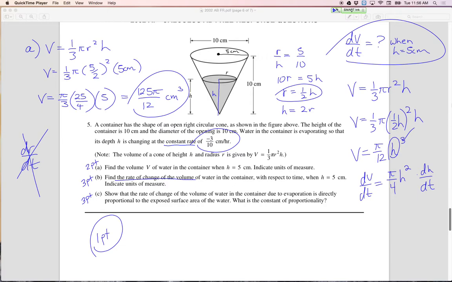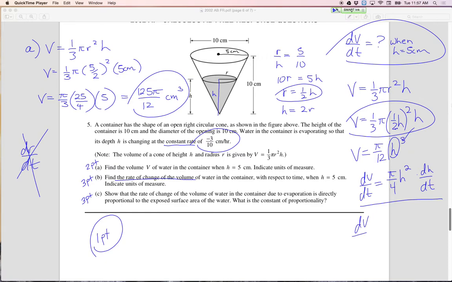I'm going to tell you where the points come from. You ready? The point came from you recognizing that you need to plug in 1/2 h. Listen, 1/2 h going in for r. Then the next point came from you taking the derivative correctly. You get 1 point for that right there. What do you think the last point's from? Plugging it in and evaluating and actually figuring out dV/dt.